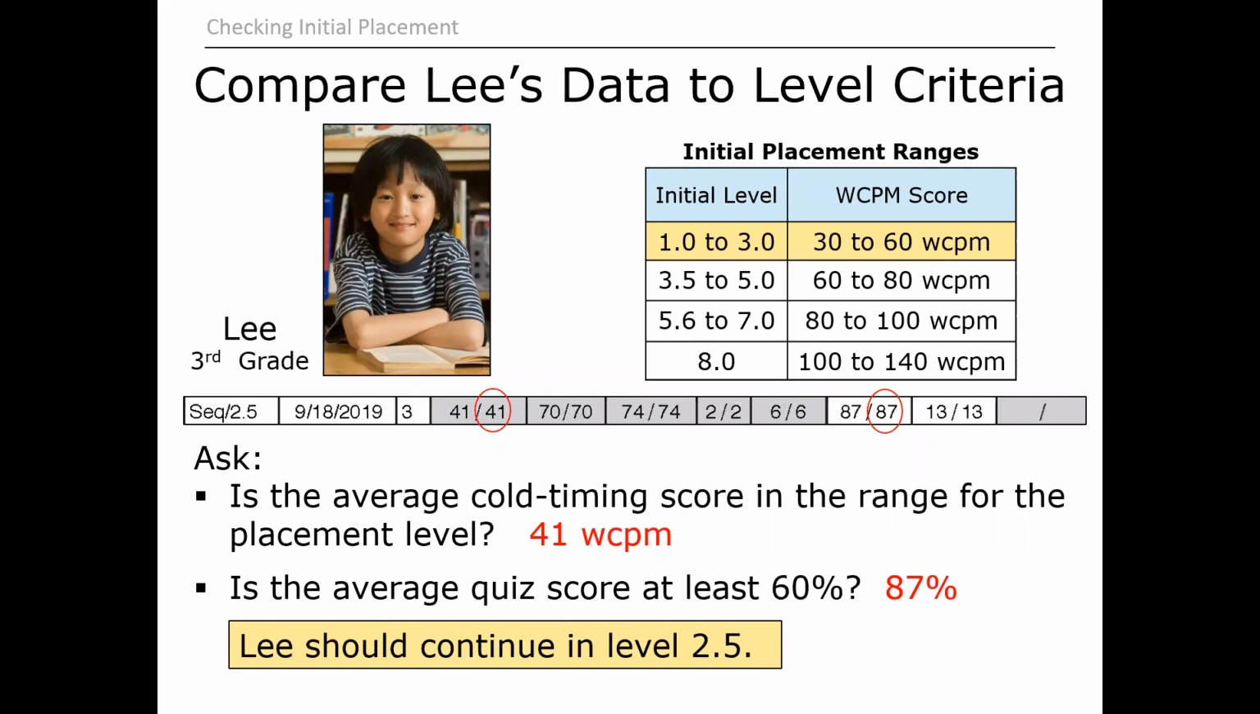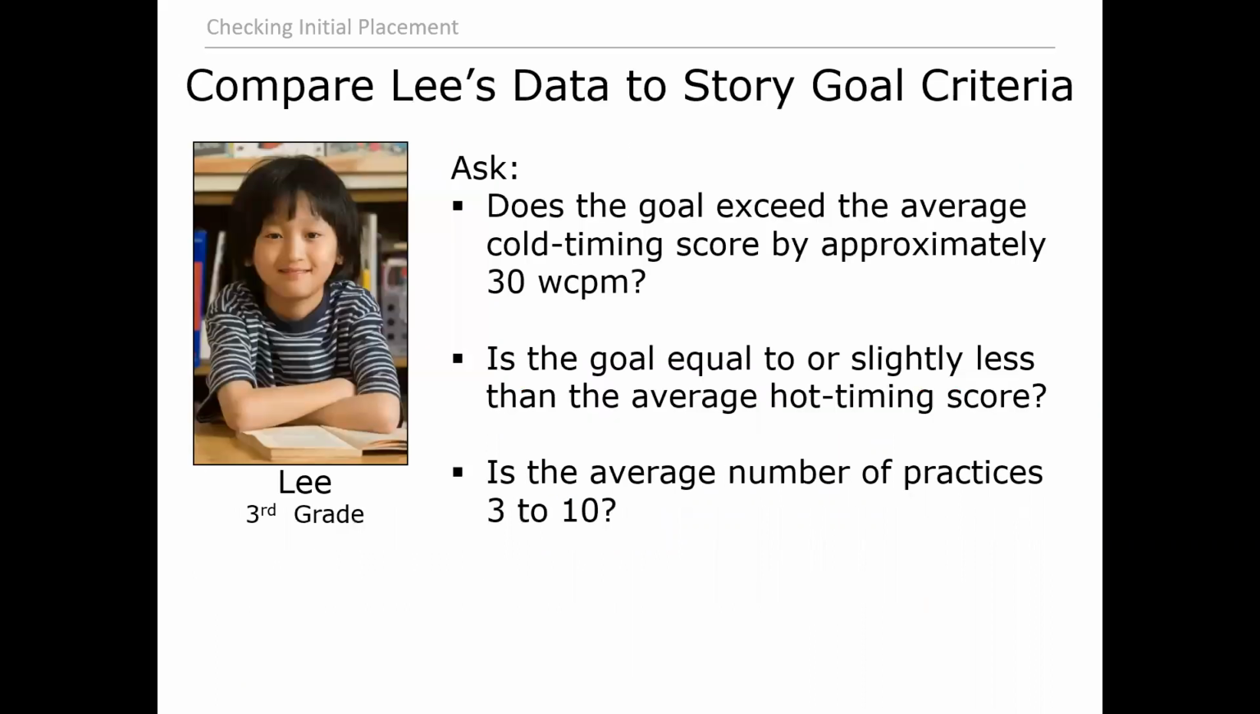Obviously, we want him to be out of the intervention and in mainstream reading at grade level. But in order for 2.5 to be the right level, we need him between 30 and 60, and he is. His comprehension's good enough. So we believe that the level is correct for Lee. Now, because we think the level is correct, that means we need to go on and check the goal, right? Because you only raise one thing at a time. We know we're going to keep the level the same.